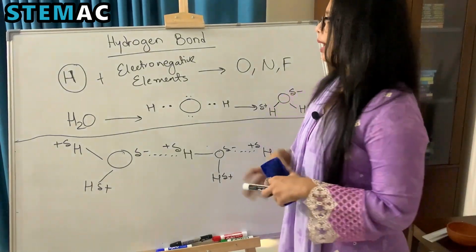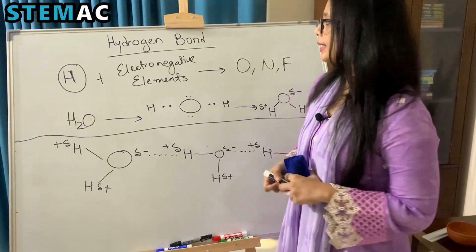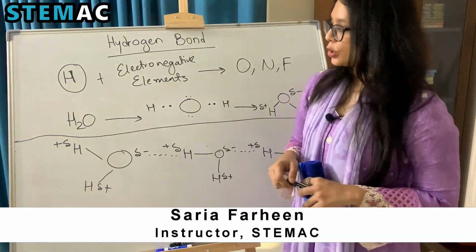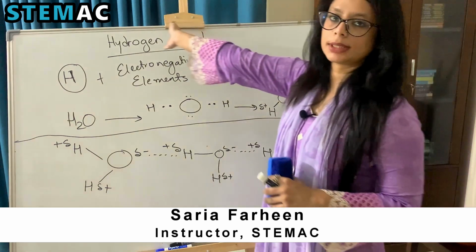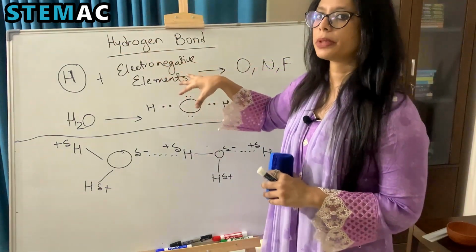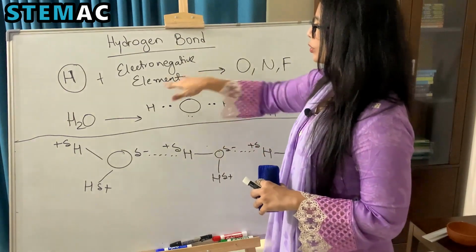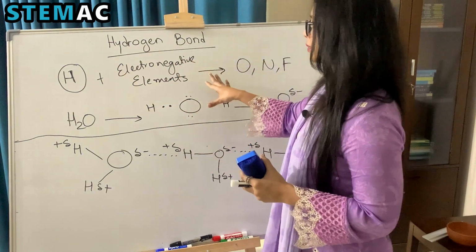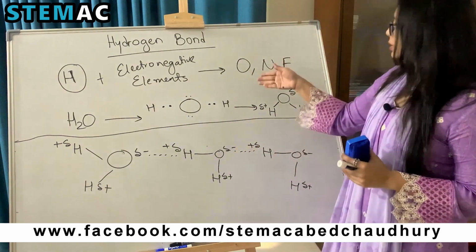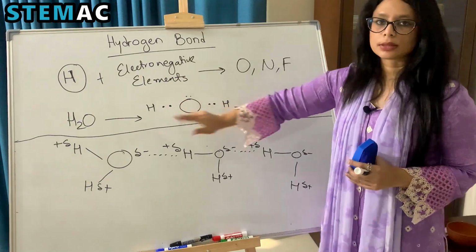A bond that has a very strong significance in biological science is the hydrogen bond. From the name you can already tell that hydrogen would always be present when there is hydrogen bond formation. So when hydrogen forms bonds with other highly electronegative elements such as nitrogen, fluorine, oxygen, then this type of bond is observed.